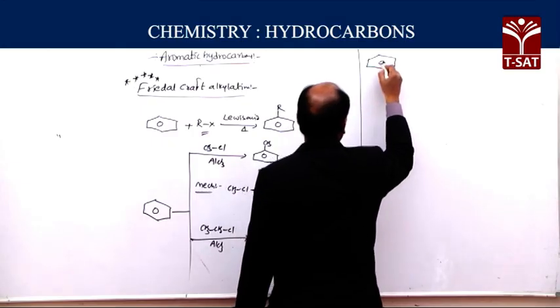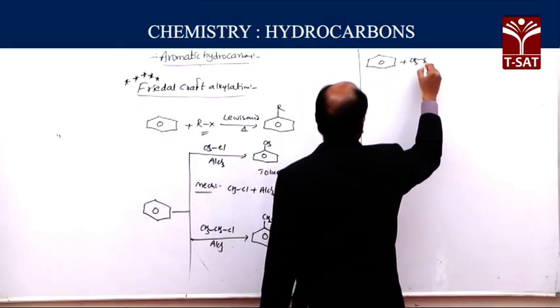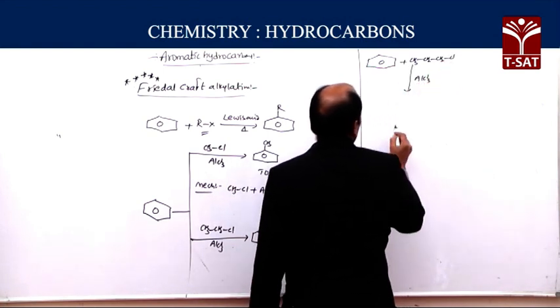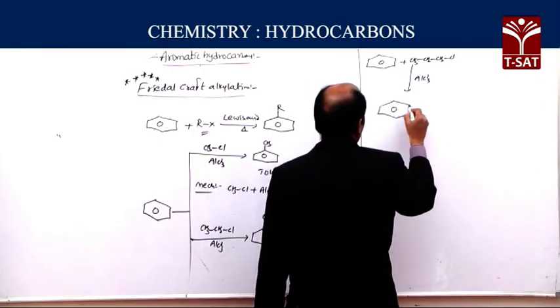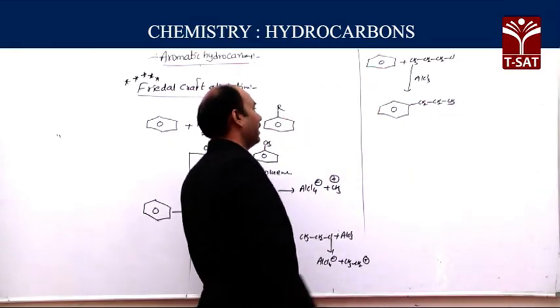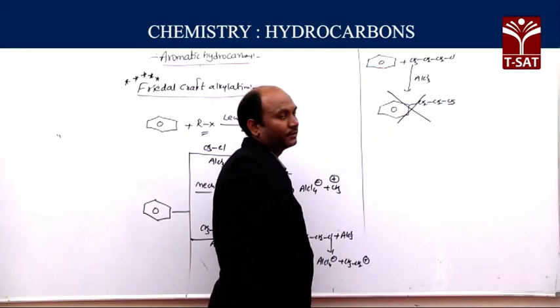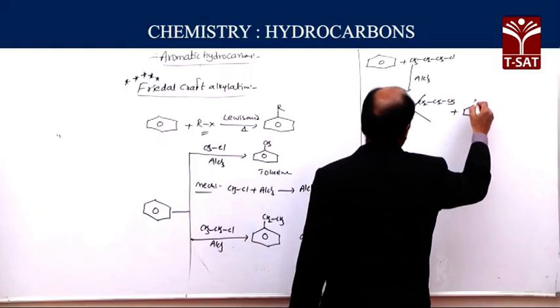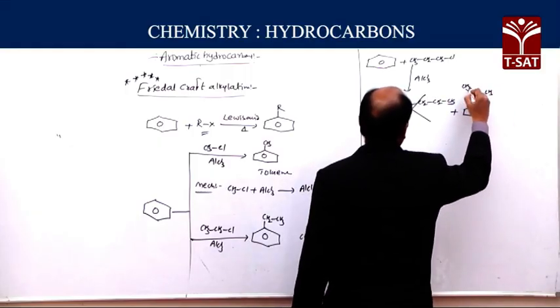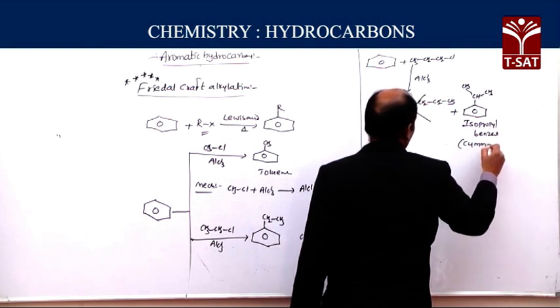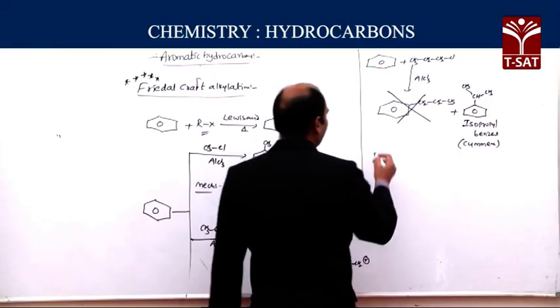Suppose we take benzene plus CH3CH2CH2Cl in the presence of anhydrous AlCl3. Everybody is thinking that n-propylbenzene is formed, but in this reaction n-propylbenzene is not formed. So which one is formed? Isopropylbenzene is formed. This isopropylbenzene is called cumene. Cumene is formed. Sir, how?